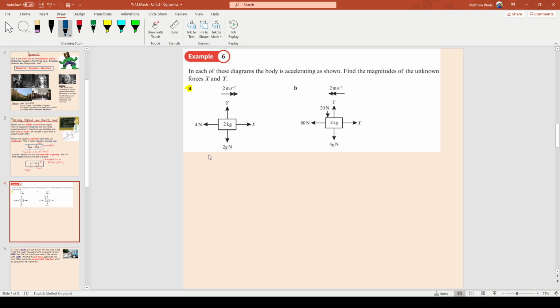So let's do it. Okay, here's what you do. Let's get x first, okay? And here's what you do. You think to yourself, where's x? Well, is it a horizontal force or is it a vertical force? Well, when you look at the picture, it's a horizontal force.